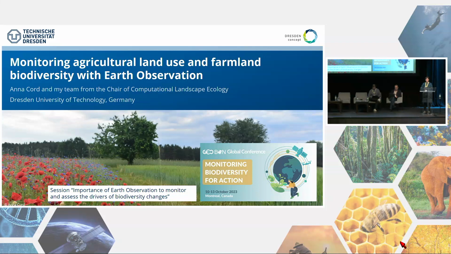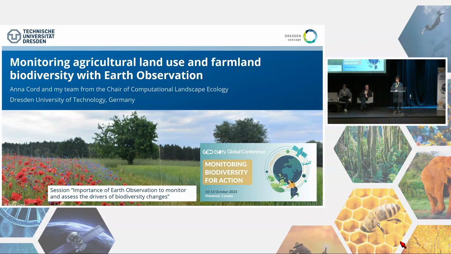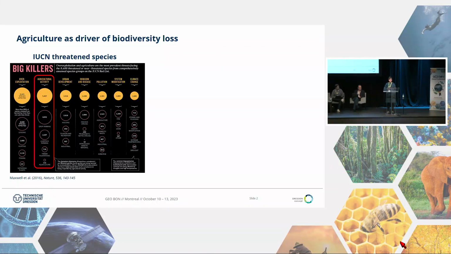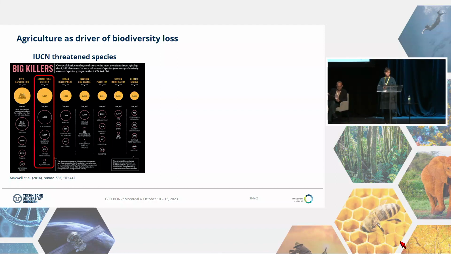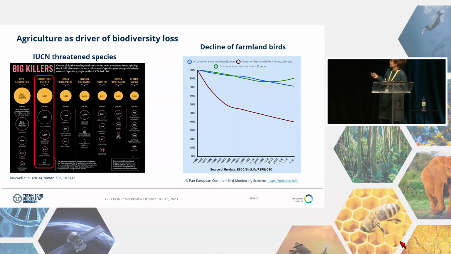So as Mark already said in the introduction, land use is a major driver of biodiversity loss, and I'm going to focus on agriculture. So how bad is it actually? I want to share with you two figures. The first one looks into the big killers, with a focus on the IUCN threatened species. As you can see on the slide, agricultural activity ranks second, directly threatening more than 5,000 species, directly after overexploitation.